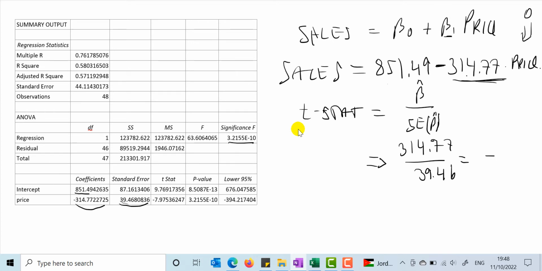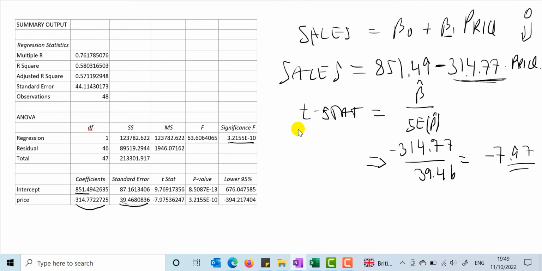And this is equal to minus, so that's negative here, minus 7.97. Yeah, I'm using 2 decimal places. Right, that means this is highly, in fact, statistically significant. Yeah, highly statistically significant effect. So price has a statistically significant effect on sales.